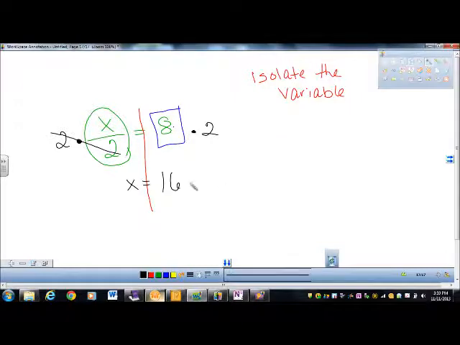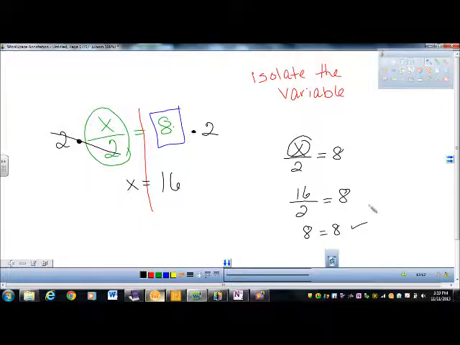Now, can we plug that in? Yes, we can. We can substitute 16 for x because you told me that x equals 16. So we have x divided by 2 equals 8. But we know what that is now, so let's go ahead and put 16 in instead because x equals 16. Divided by 2 equals 8, and then we can work it out. 16 divided by 2 is 8. 8 equals 8, and we are correct. X does equal 16. Good job.